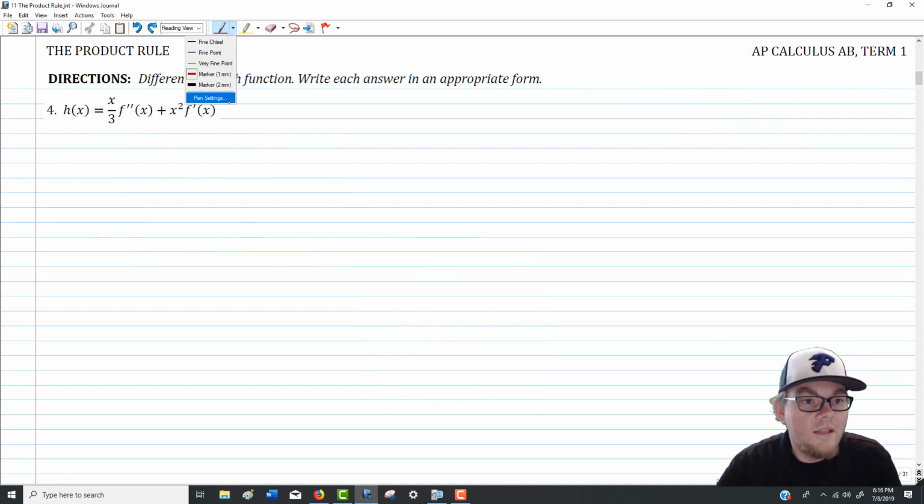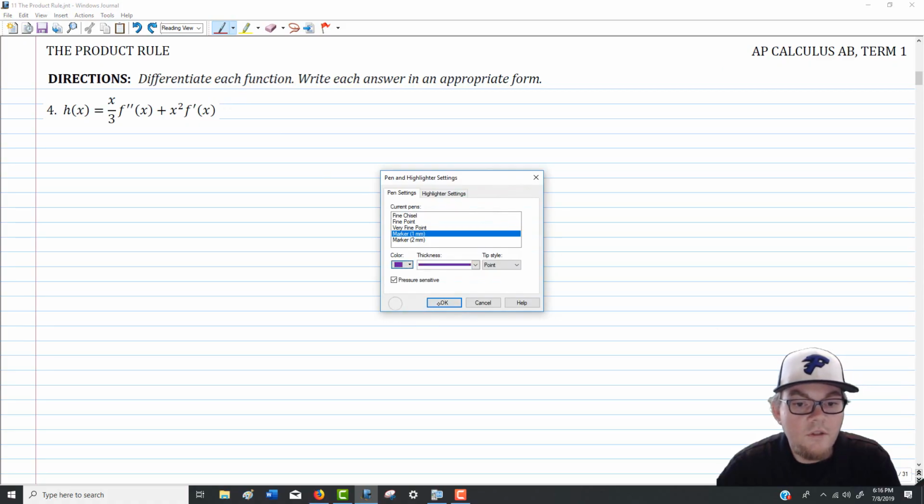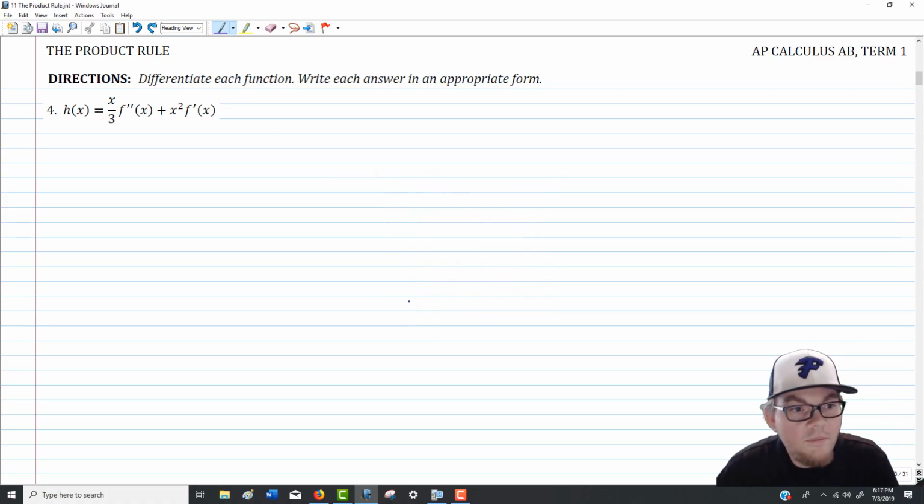Okay, the next problem we're going to hit is a challenging fourth question, which asks you to use the product rule, but not just once, but twice here. We have h of x equal to x over 3 f double prime of x plus x squared f prime of x. So we actually have some derivatives, including a higher order one, built into our function right off the bat. So what I'm going to do here is focus on each derivative with a different color to help us identify what's happening.